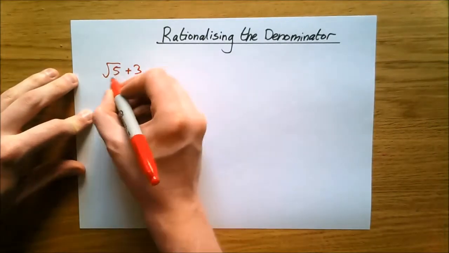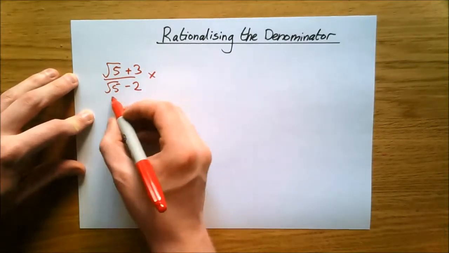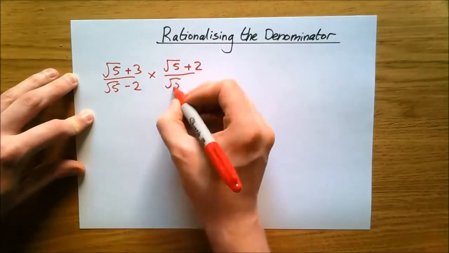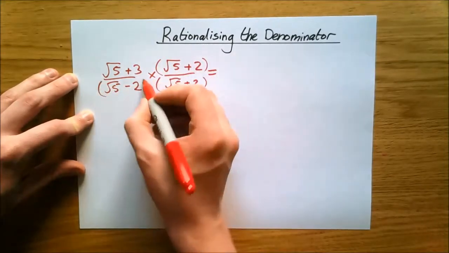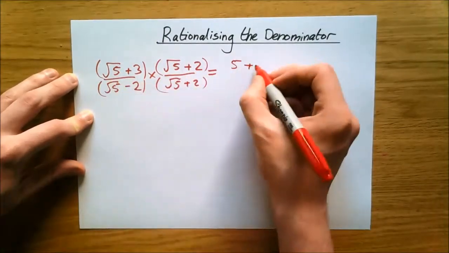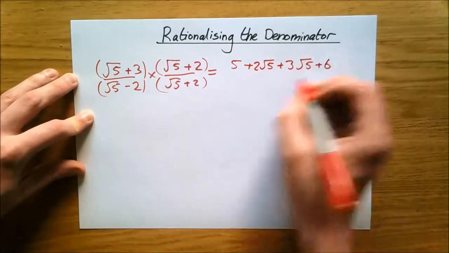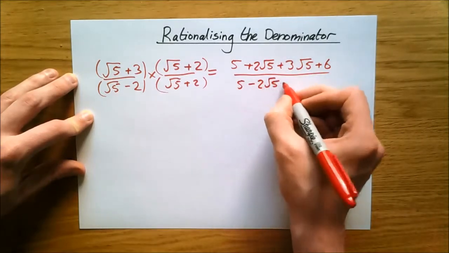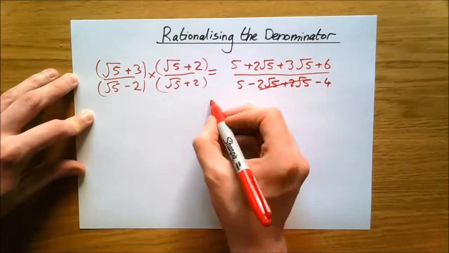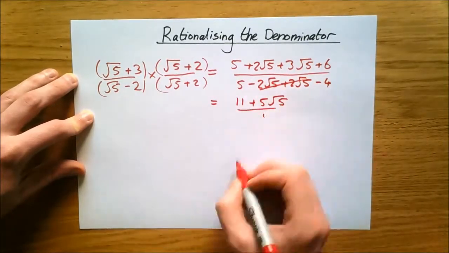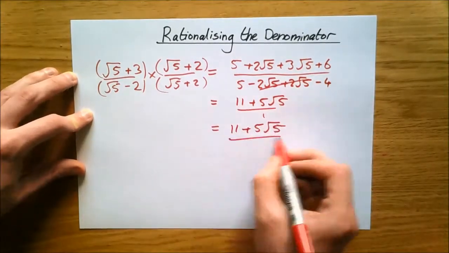Here we come on to the main topic for surds, which is rationalising the denominator. These questions are an exam favourite, so remembering them is key. To rationalise the denominator, this just means to multiply by what we call a conjugate, just a fancy way of saying change the sign in the middle. So in this example, we multiply by root 5 plus 2 over root 5 plus 2.